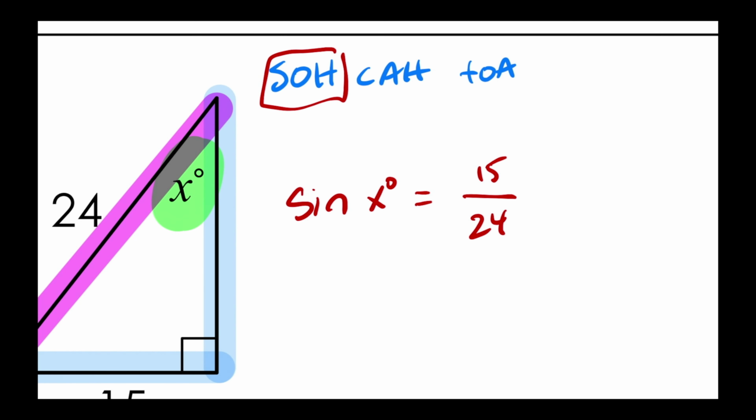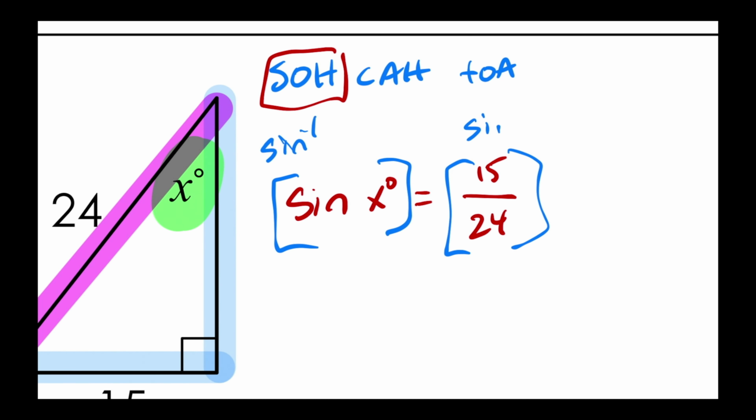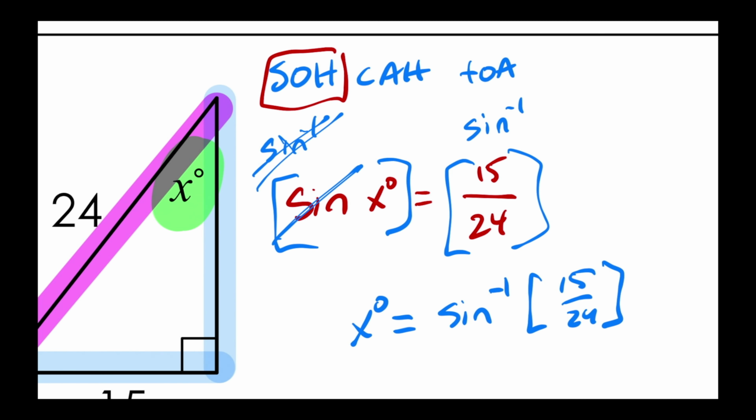So we go over here, and if we want to get rid of sine, we get the whole side, and we take the inverse sine of that side. And whatever we do to one side, we got to do to the other, so we take the inverse sine of this side. And the reason we do that is because inverse sine and sine cancel each other out. Remember, inverses cancel each other out. So we're left with x degrees equals, and then over here we have the inverse sine of 15 over 24.